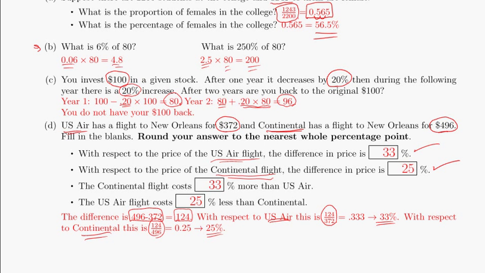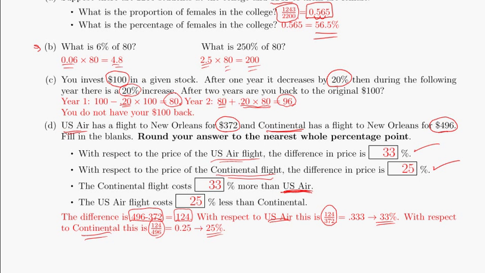So basically what that means is the Continental flight is 33% more than the U.S. Air, because the implied original value is the Continental flight. No, sorry. I had that backwards. The Continental flight costs 33% more than the U.S. Air. So basically you're saying if you take the U.S. Air price and increase it by 33%, you get the Continental flight. All right? So the base value is the U.S. Air.